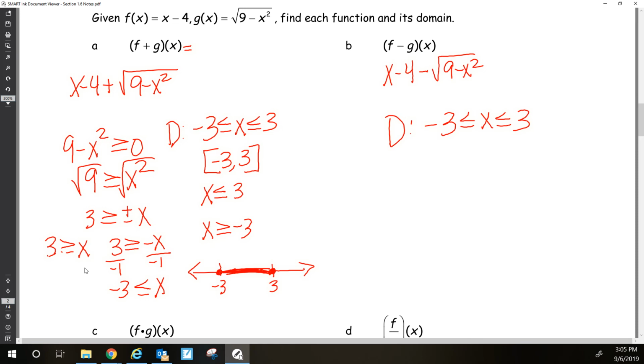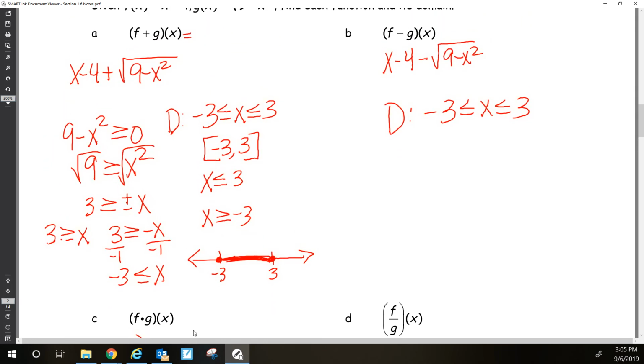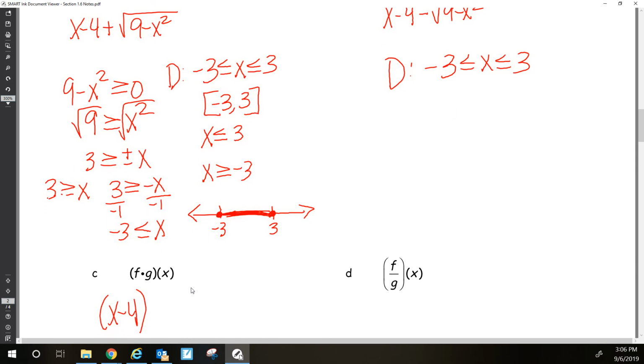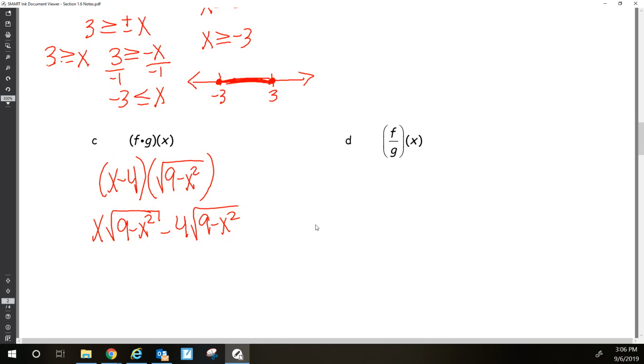All right, for f of x times g of x, I've got x minus 4 times the square root of 9 minus x squared. If we want to get all fancy, we could say, well, that's x times the square root of 9 minus x squared minus 4 times the square root of 9 minus x squared. I guess you could go that far. That's not any more simplified in my world, but that'll work. What is our domain again? What is the one thing we're worried about? That square root. So the domain for this guy is the same, from -3 to 3.